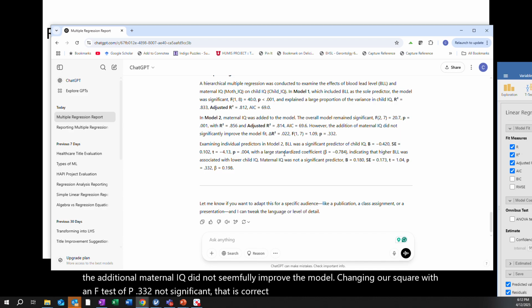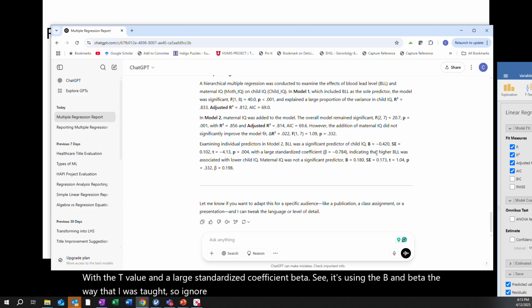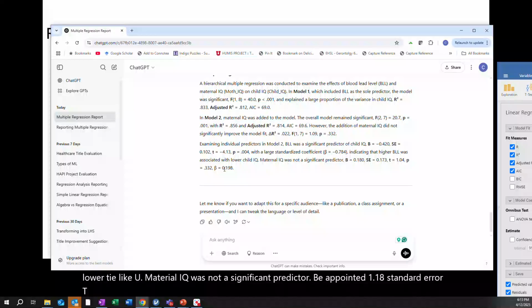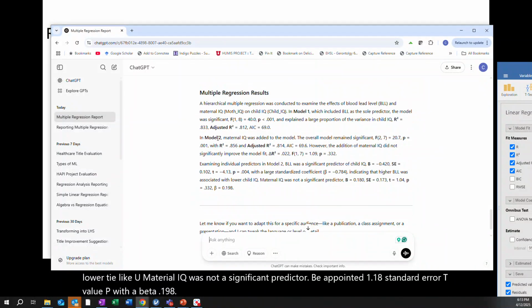Examining individual predictors in model 2, BLL was a significant predictor of child IQ. B, the unstandardized estimate, with the t-value and a large standardized coefficient, beta. See, it's using the B and beta the way that I was taught, so ignore that. Indicating that the higher BLL was associated with a lower child IQ. Maternal IQ was not a significant predictor, B of 0.18, standard error, T value, P with a beta of 0.198. Dang, you guys, that's pretty good.